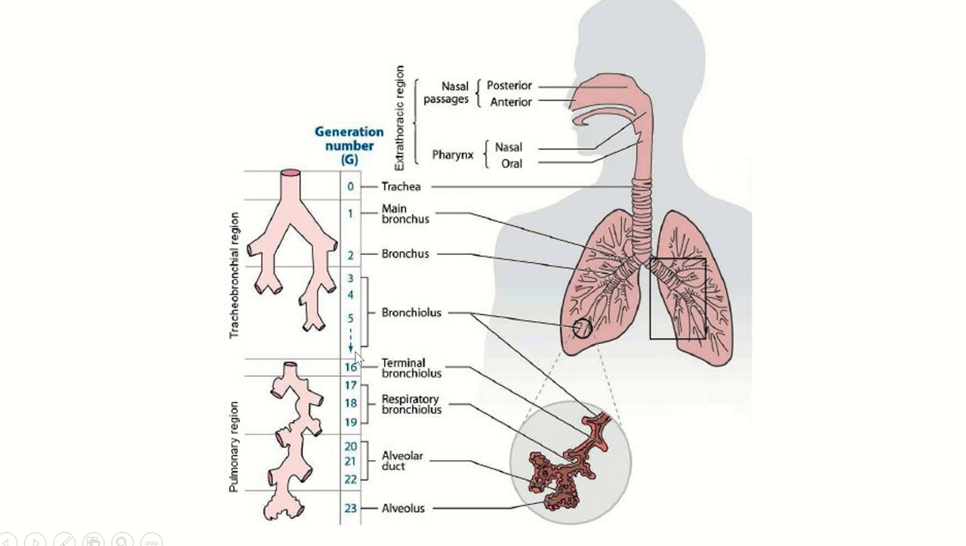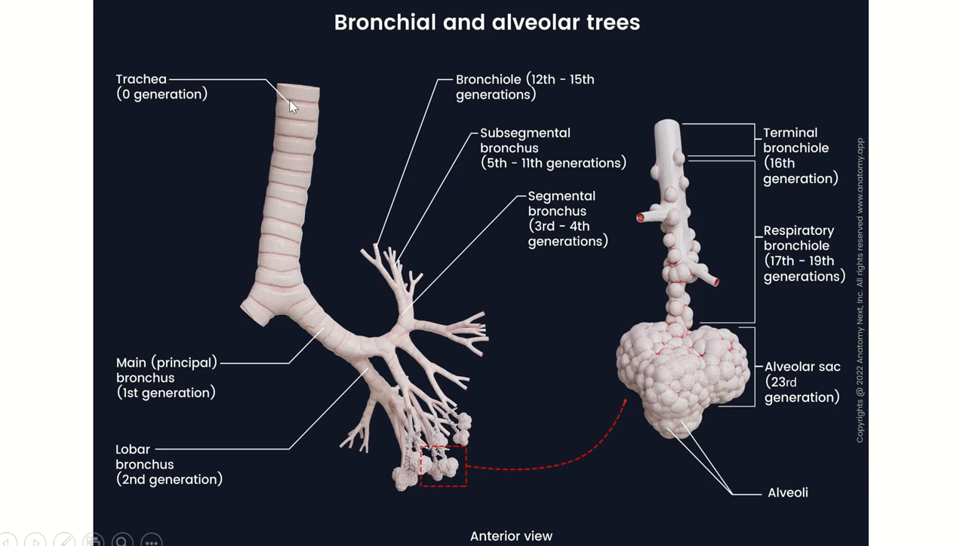What exactly happens in asthma is that generation 10 to 16 is affected most commonly. So this is a diagram which shows clearly the different generations. If you can observe, the trachea is considered as generation 0. Next, the first bifurcation becomes the first generation. Next comes the lobar bronchus, which becomes the second generation, and so on till the alveoli. It has been dividing 23 times, so we have 23 generations numbered. Clear? In asthma, it mostly affects the smaller airways.